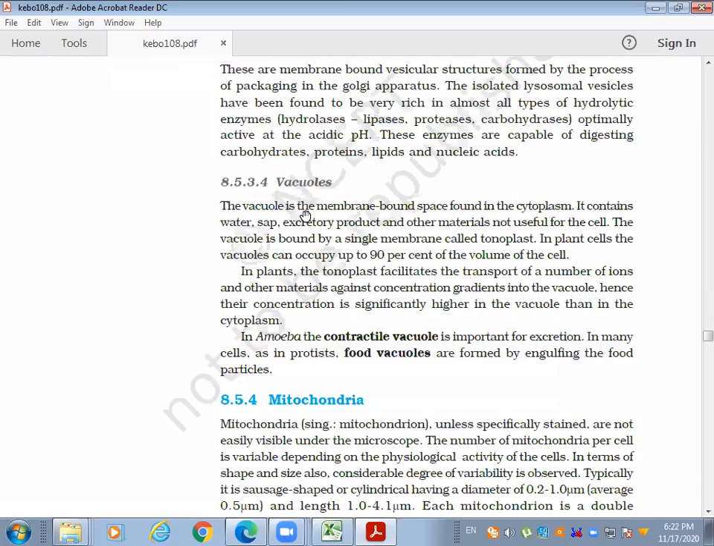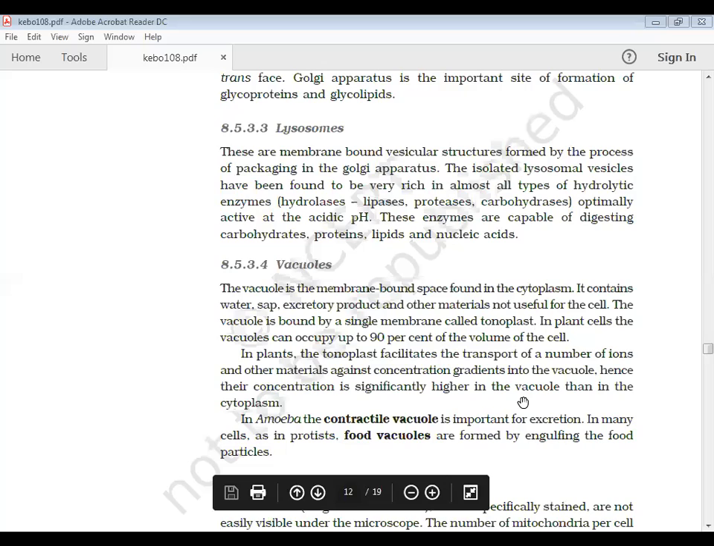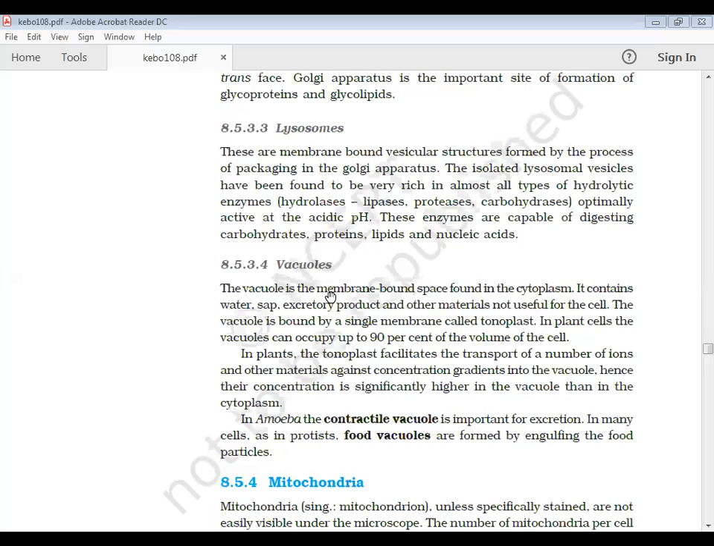Next, vacuoles. The vacuole is a membrane-bound space found in the cytoplasm. It contains water, sap, excretory products, and other materials not useful for the cell.